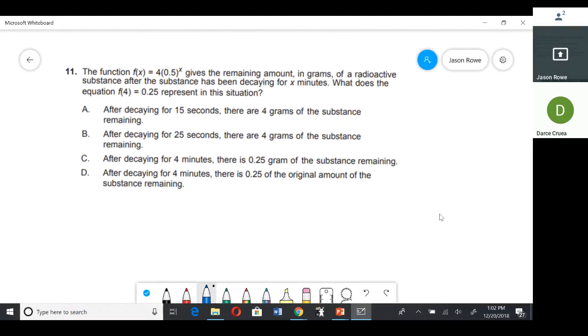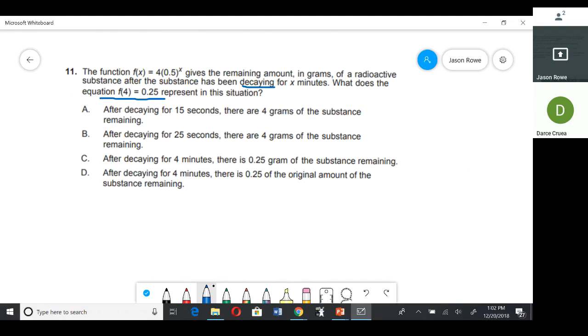All right, so this kind of looks like one we just had. So let's see if it's something similar. It says the function f of x equals 4 times the quantity 5/10 to the x power, and it gives the remaining amount in grams of a radioactive substance after it's been decaying. That's a key word right here. For x minutes. What does the equation f of 4 equals 2500 represent in this situation?